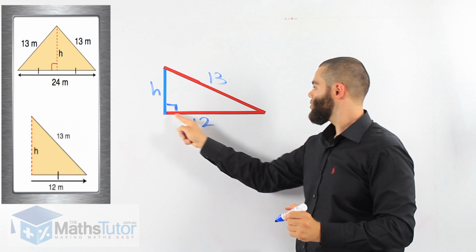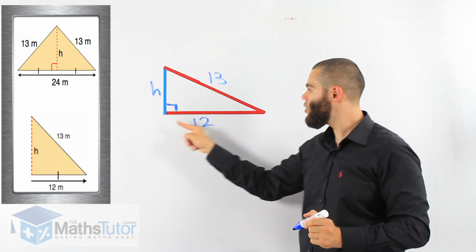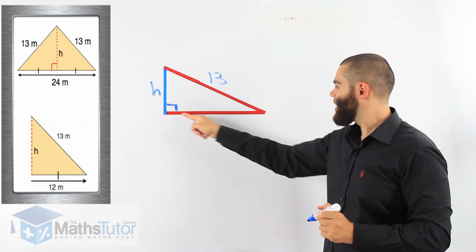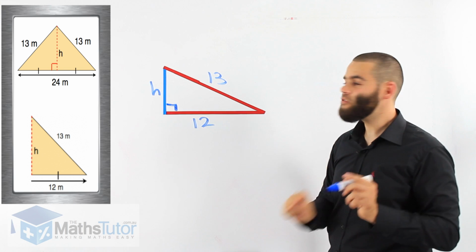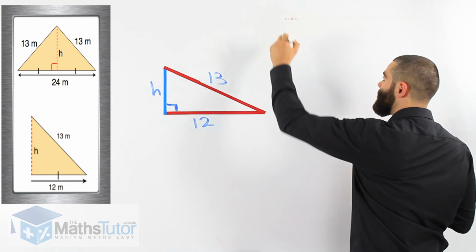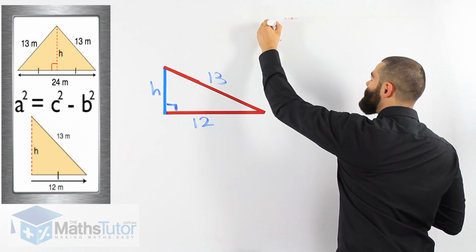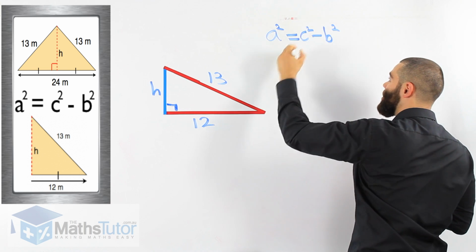And our short side down the bottom is half of our span. Our span was 24. When we halved the triangle, it became 12. Now we use Pythagoras' theorem. Notice we are finding the short side. What do we do? We remember our short side formula, a squared equals c squared minus b squared.